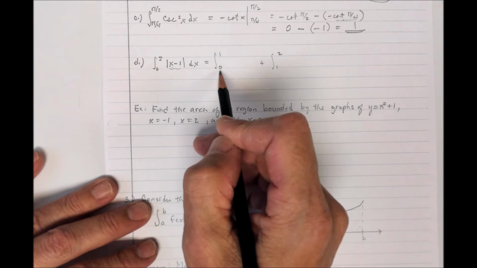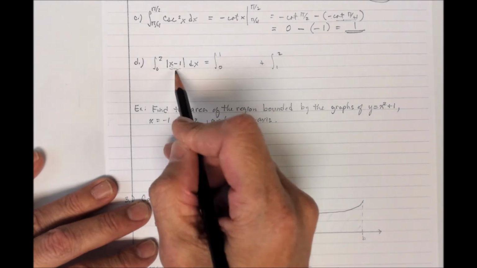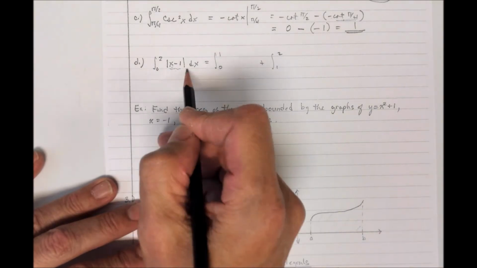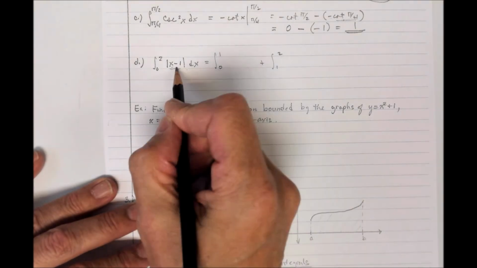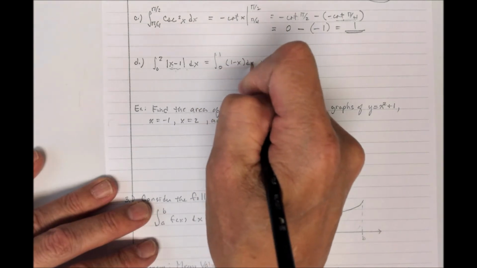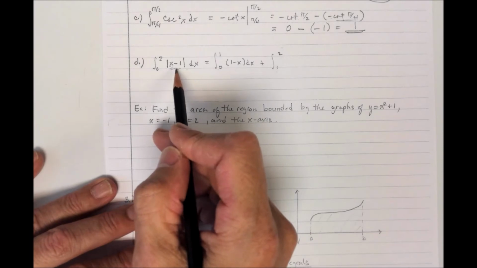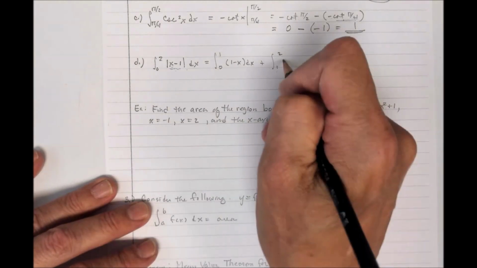And this is going to say that now, from 0 to 1, this is where it would be negative. X minus 1 would be negative, so I have to have absolute value. I have to have it positive, so I need the opposite of x minus 1. I need 1 minus x. But from 1 to 2, these values would make it positive, so I don't need the absolute value bars. I just need x minus 1.